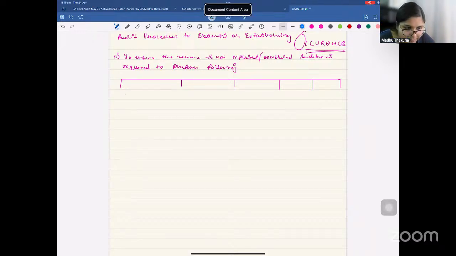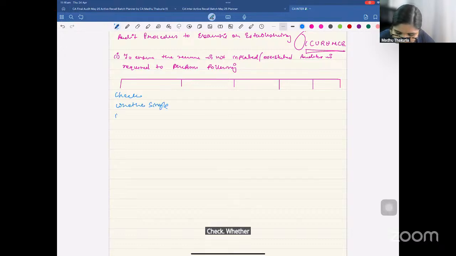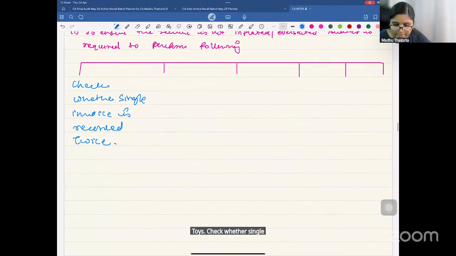First, check whether a single invoice is recorded twice. Check whether single invoice is recorded twice.